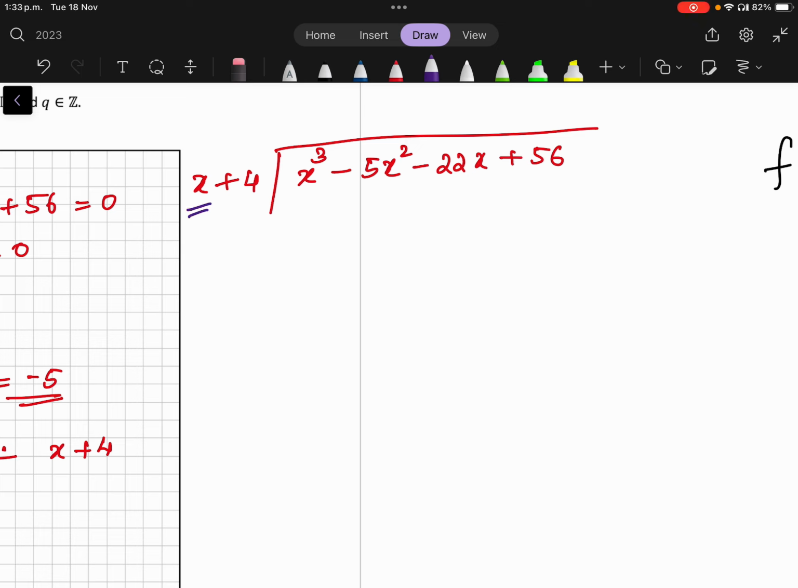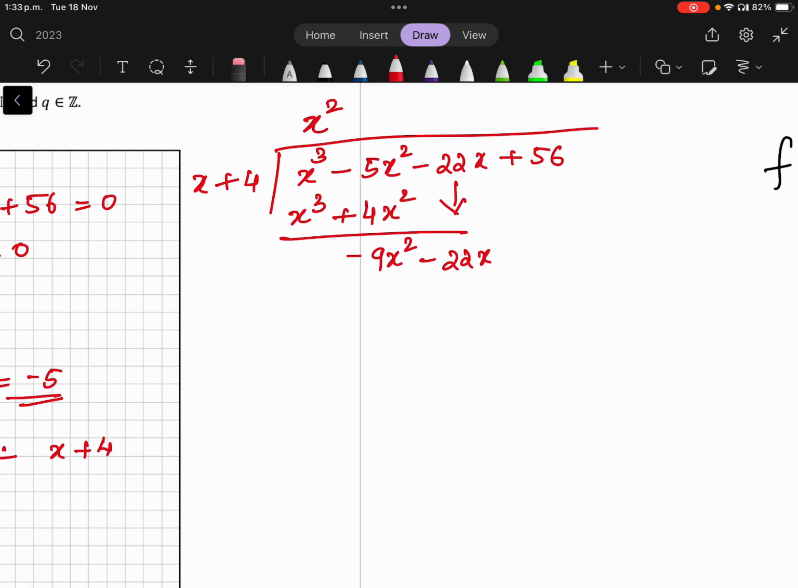So I will see how many times x will go into x cubed, and that is x squared, and this will be x cubed plus 4x squared, and then change the sign and subtract, and then you will get minus 9x squared, and then you bring this down. So that is minus 22x.